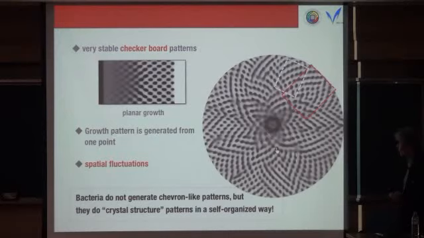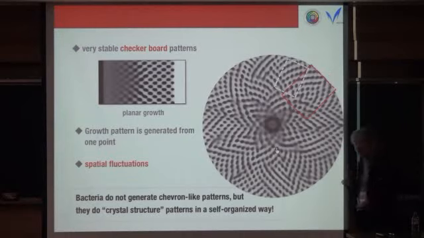That's why it's like this everywhere. And also we have a spatial fluctuation there. That's why you can see a sort of chevron pattern everywhere. But bacteria do not generate a chevron-like pattern; they make a crystal structure pattern in a self-organized way. So this is a sort of message from the modeling side to the biologists. At first, biologists or other people are very surprised to see this kind of pattern. But if our model is correct, our model says that no, this is not surprising. They only want to show this kind of pattern. And from one point inoculation plus spatial fluctuation, this kind of pattern is generated.